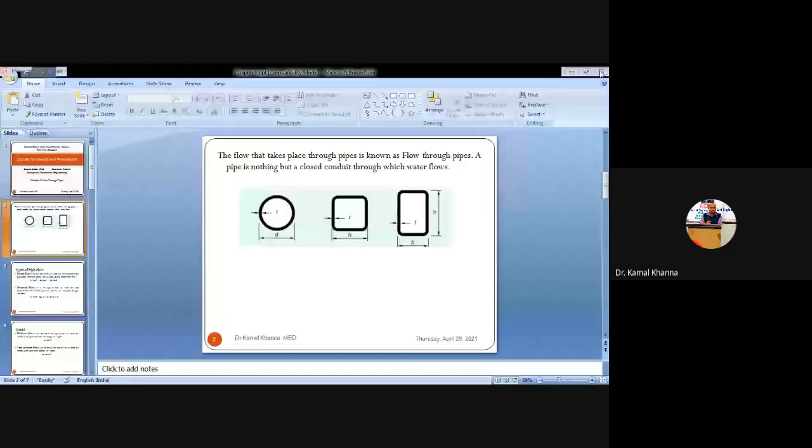So is it clear to you? Yes, sir. So is it visible, that is chapter 4?